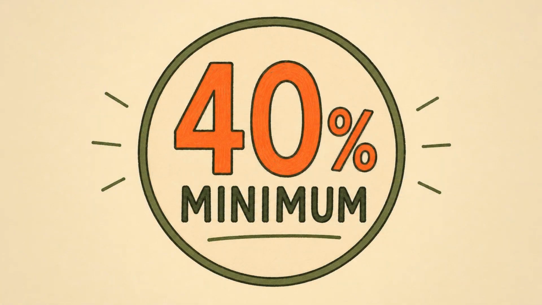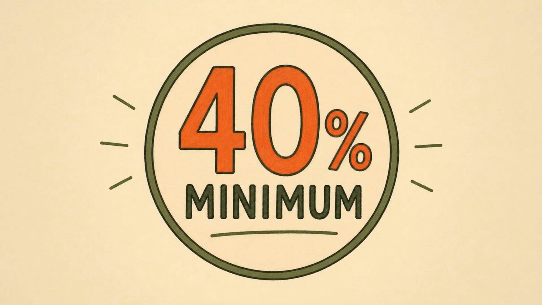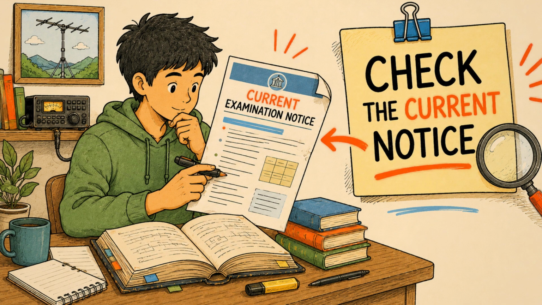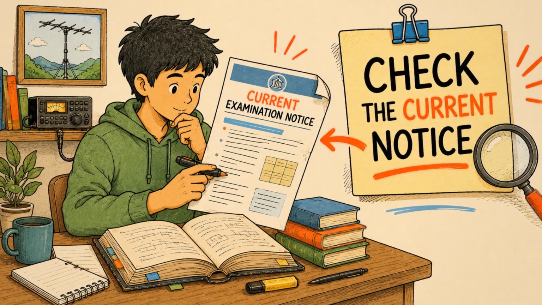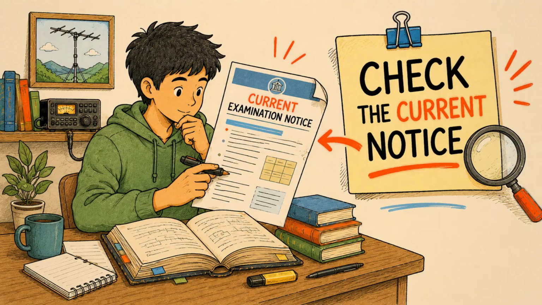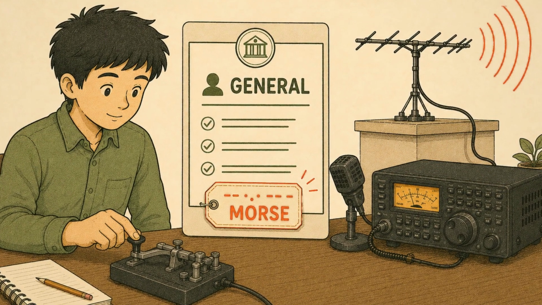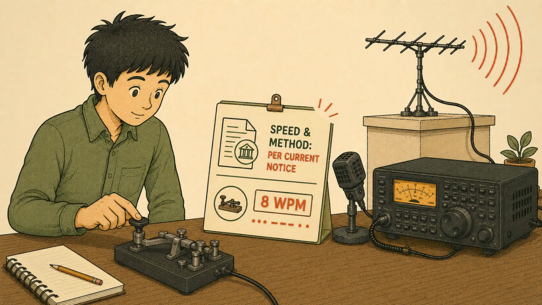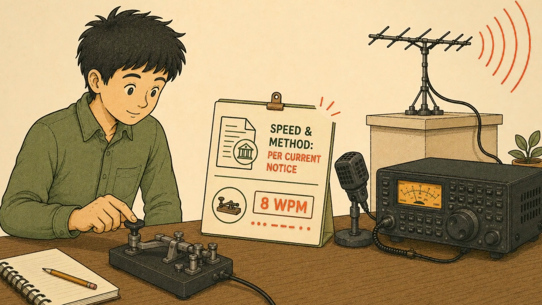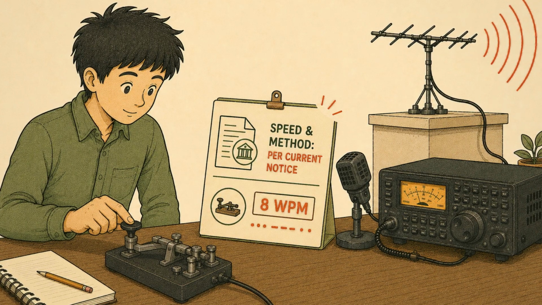At the level of the 2024 rules, successful completion requires at least 40% of the total marks for the category being attempted. The current examination notice should still be read carefully for the precise structure of the paper and any instructions that apply to that particular examination. For the general category, there is one additional skill: Morse code. The required speed, test length, and method are to be specified by the government for the examination, so those details should always be taken from the current notice rather than an old coaching page.